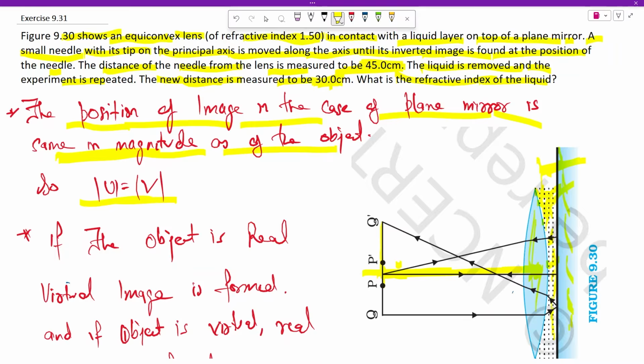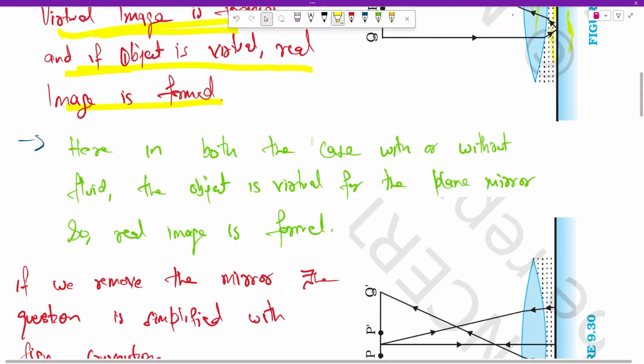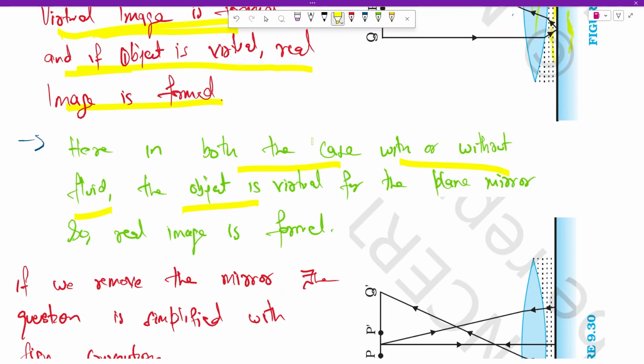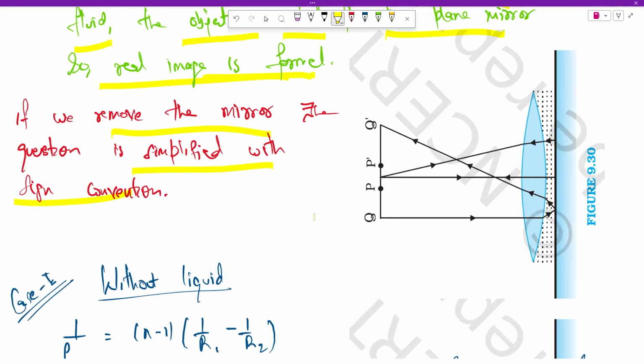If the object is real, a virtual image is formed, and if the object is virtual, a real image is formed in the plane mirror. Now here, in both cases, with or without the fluid, the object is virtual for the plane mirror, so the real image is formed, which is superimposed on the object. Now, if we remove this mirror, the question is very much simplified to the sign convention. If we remove this mirror, the image that was forming on the left hand side of this lens system will form on the right hand side of the lens system.